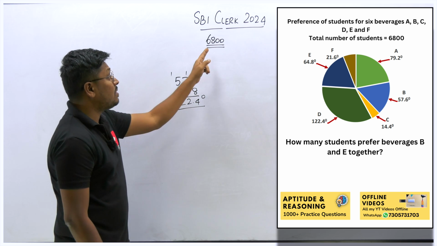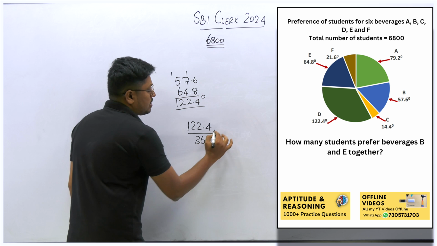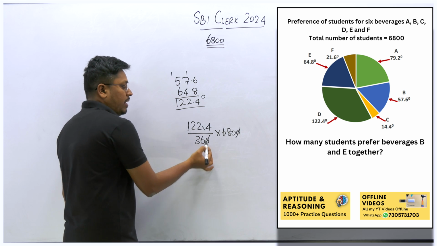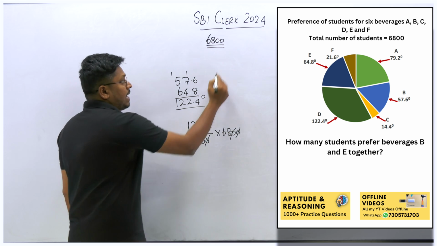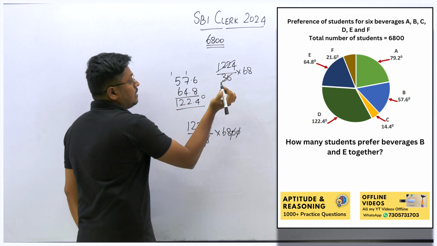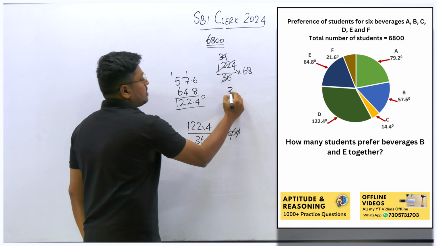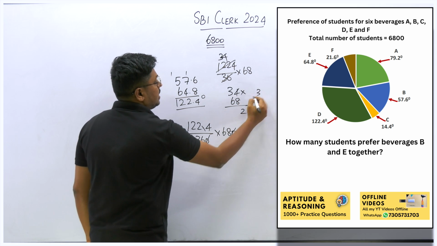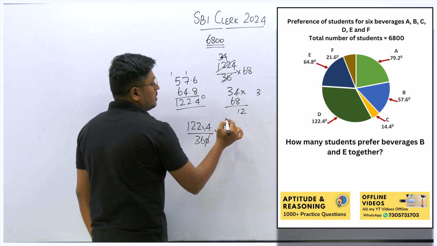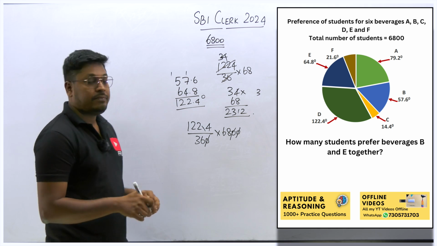So we need to find out of this 6800, how much is this 122.4 degree, right? So 122.4 divided by 360, out of 6800. We can cancel 0 and 0 here. Similarly, we can cancel this decimal point by dividing by 10. We can cancel this 0 as well. So now we have 1224 divided by 36 into 68. So try to cancel it. 3 times 6 is 18, 3 times 3 is 9, 1 is 10, 3 times 4 is 12. So 34 into 68. 8 times 4 is 32, remaining will be 3. 24, 24, 48. 51, 5, 6 times 3 is 18, 23. So 2312 will be the total number of students who prefer both the beverages.